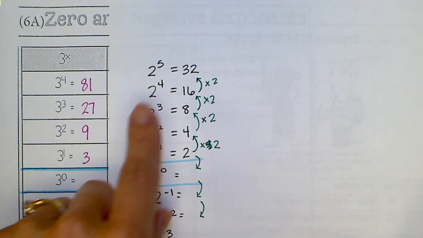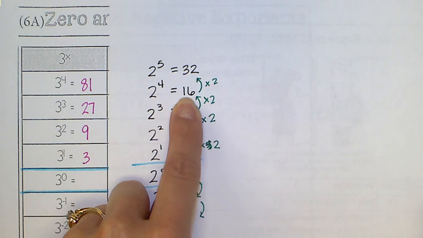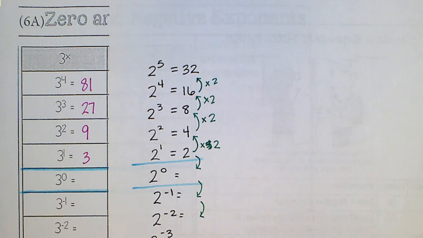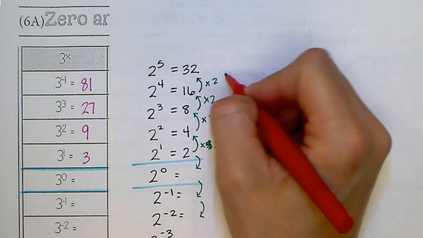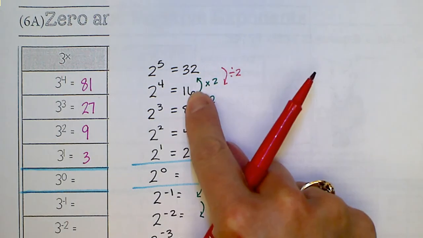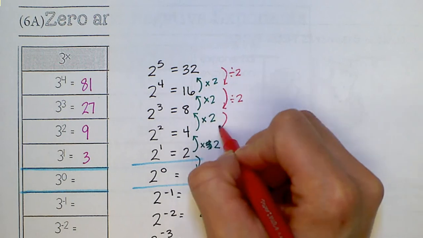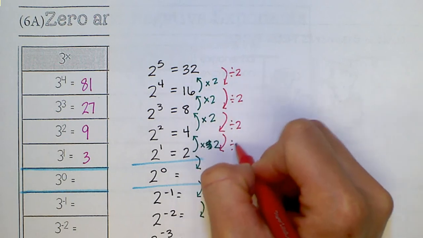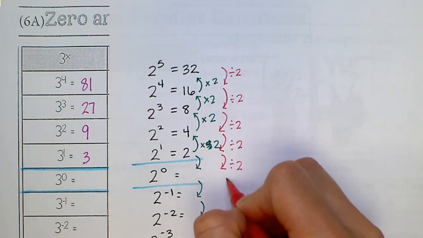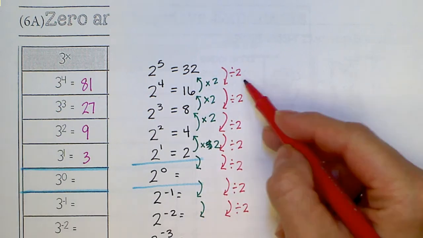So let's start up here. We know 2 to the 5th is 32. Well, if I work my way backwards, instead of multiplying by 2, we want to divide by 2. So if I do 32 divided by 2, I get 16. If I work backwards, 16 divided by 2 is 8. 8 divided by 2 is 4. 4 divided by 2 is 2. And then I continue that pattern, because in math, whatever you do, you just keep repeating that. So I'm just going to keep dividing by 2.